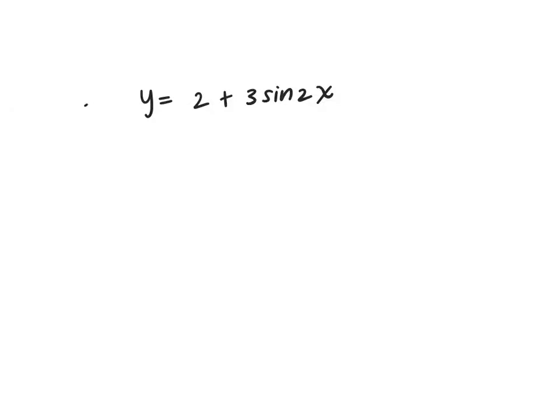Here is the last example. Let's go ahead and fill these out: amplitude, period, increment, phase shift, and vertical shift. The amplitude is 3, right? 3. It's the coefficient of the sine or cosine function.